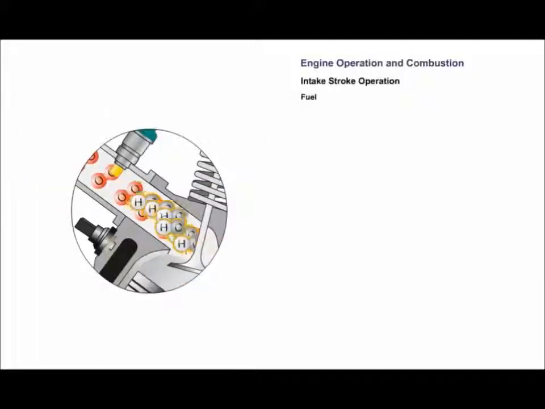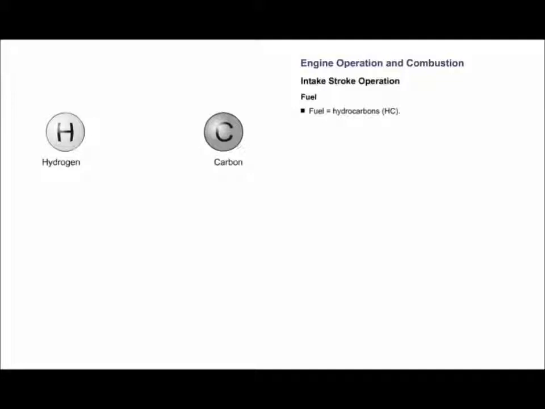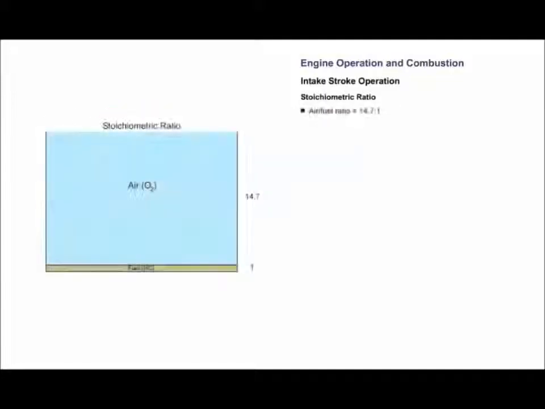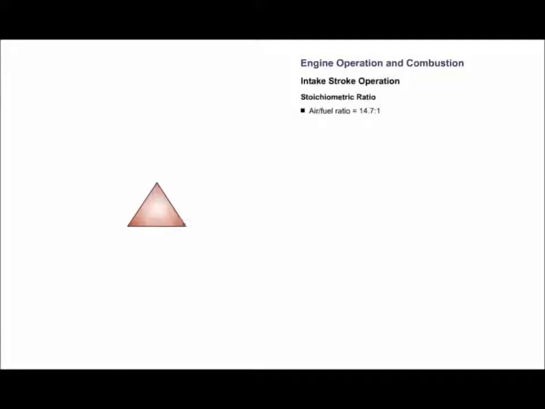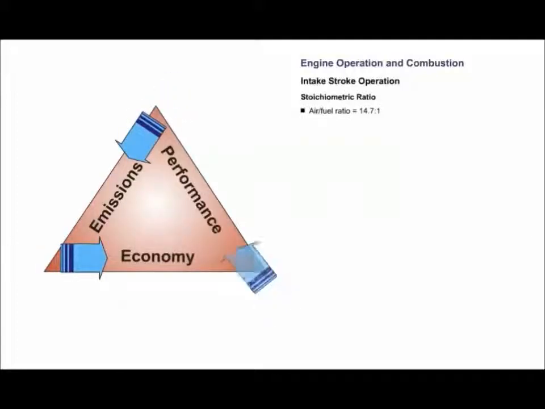A hydrocarbon is a hydrogen and carbon atom that is bonded together. Fuel is hydrocarbons. In other words, carbon and hydrogen atoms that have combined together. The stoichiometric air-fuel ratio by weight is 14.7 parts of air to 1 part of fuel. This ratio produces a good balance between emissions and fuel economy and engine performance.